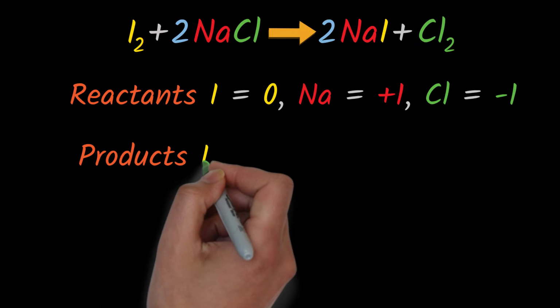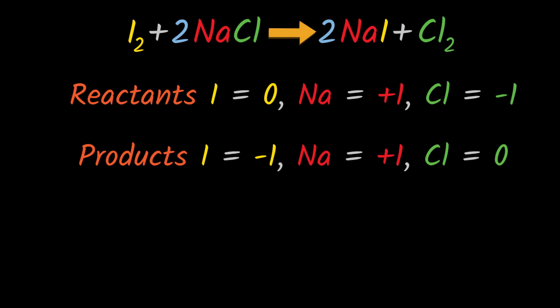Sodium iodide is ionic. We can split it into ions. Sodium has a +1 charge again, so its oxidation number is +1. Iodine has a negative charge, so it has an oxidation number of -1. Chlorine is in its elemental form, so it has an oxidation number of 0.